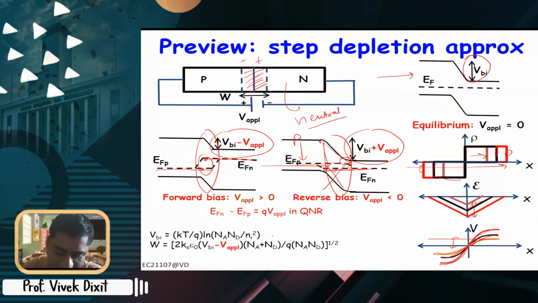Then built-in potential, of course, is KT by Q log Na ND by Ni square, and W, the depletion width, is 2 times epsilon times (VBI minus V applied), where V applied is positive for forward bias and negative for reverse bias, times (Na plus ND) by (Q Na ND), and power half.